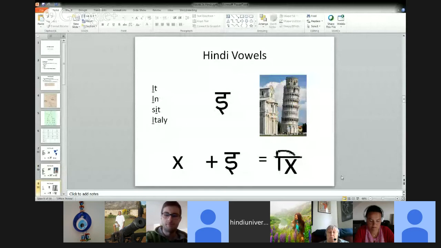Next important vowel is known as E. I'll go over the slide and then we'll switch to the whiteboard so that we can have a more interactive session. So right now, forget about how we write E. Just focus on the sound. It's E. Think of it as like the E in English.